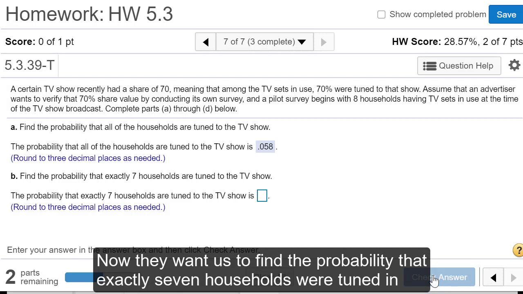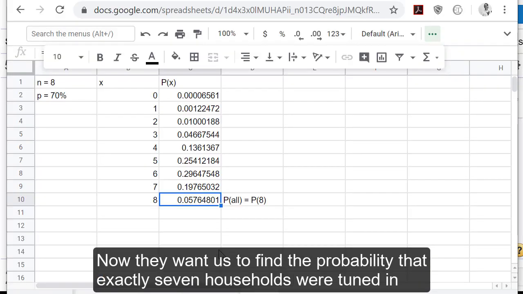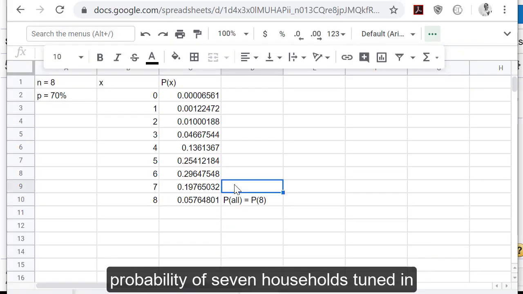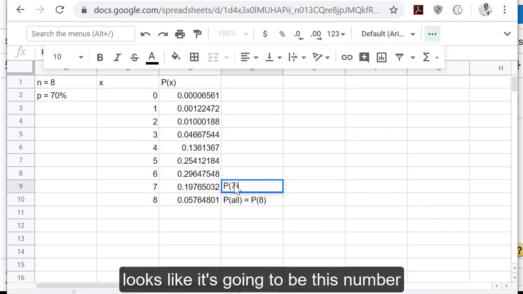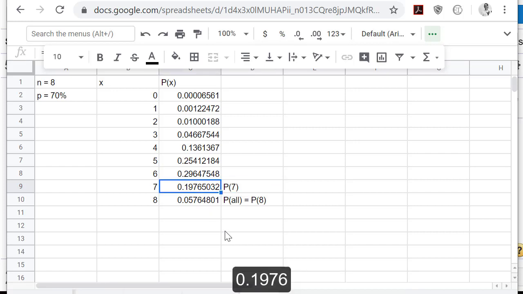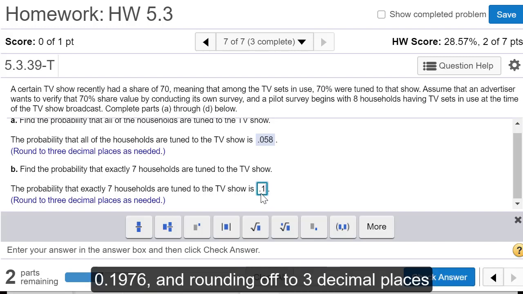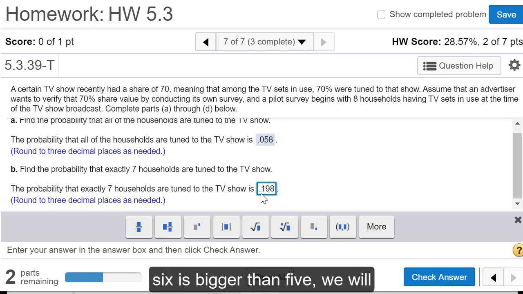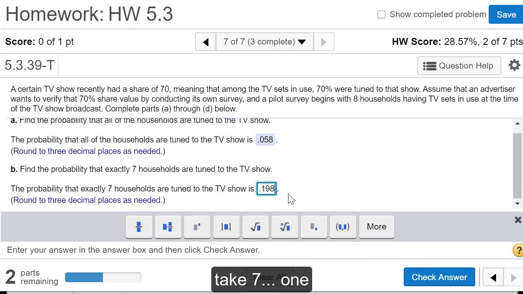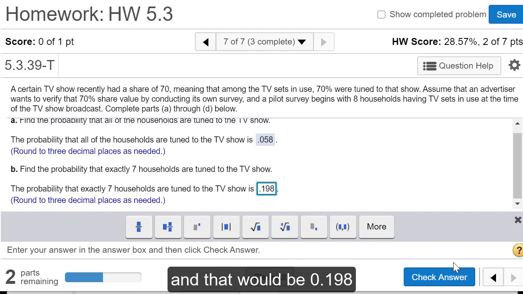Now they want us to find the probability that exactly 7 households were tuned in. The probability of 7 households tuned in looks like it's going to be this number, 0.1976, and rounding off to 3 decimal places, 6 is bigger than 5. We will take 7 one up, and that would be 0.198.